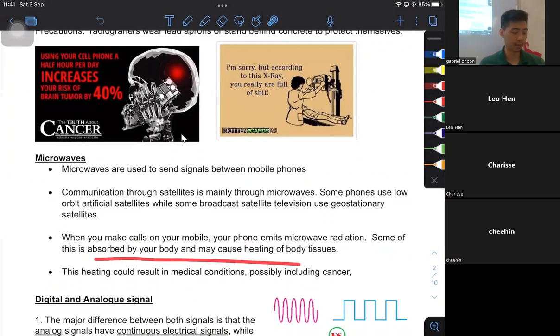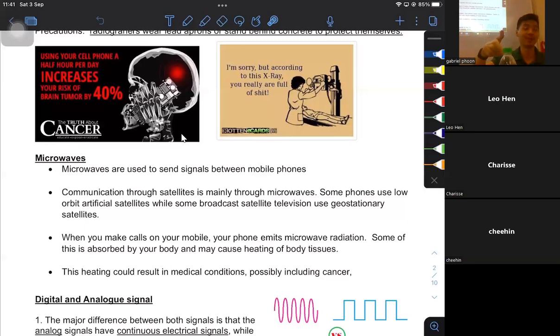Some of it is absorbed by our body and may cause heating of your tissue. Guys, for anyone that has a very old uncle or grandfather who is a businessman, last time the phone was like the size of this bottle. When they go to the coffee shop, the coffee tiam, they put the phone onto the table like this, and it's damn cool because a phone last time cost the price of a house, guys. A phone cost the price of a house.